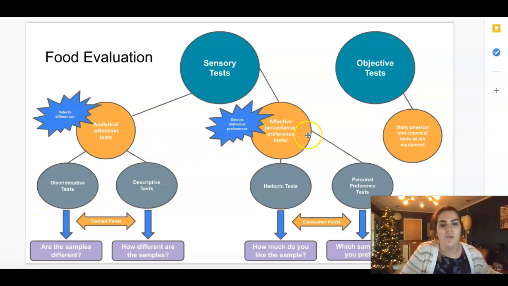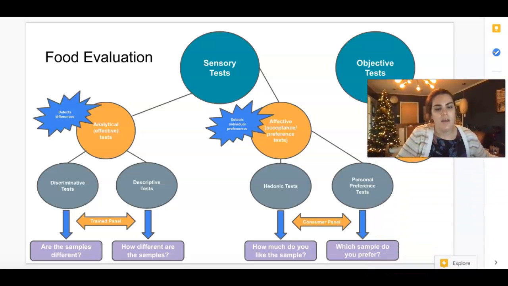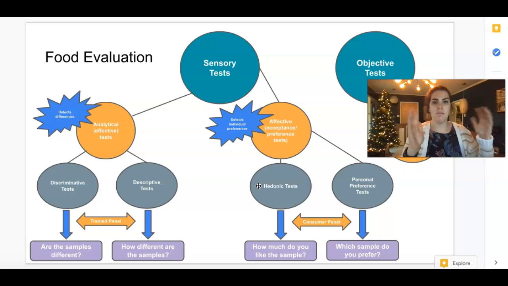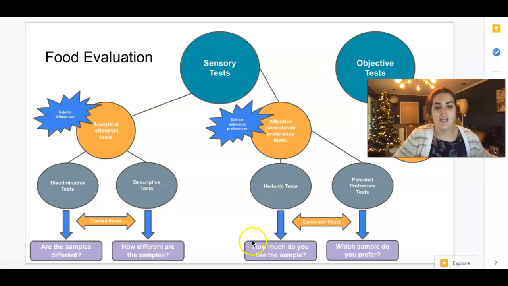Our affective or acceptance preference tests can be done by a consumer panel. We can break the acceptance or preference test down into two groups, our hedonic tests and our personal preference tests. A hedonic test is going to use some type of hedonic scale. That might be a 0 to 10 rating pleasure or a smiley face to a sad face. So if you think of a pain scale at a hospital, that's a hedonic scale. Hedonic tests are used to answer the question, how much do you like the sample? Whereas personal preference tests are used to determine which sample that consumer may prefer.